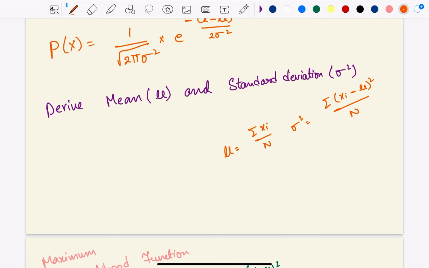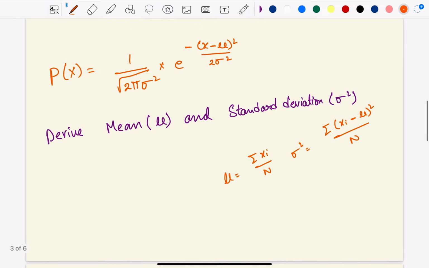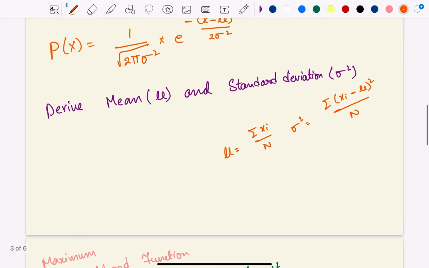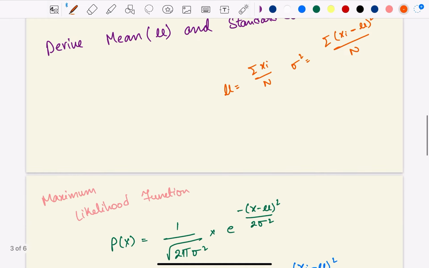At max, I'll try to stop with the mean, because I think it will become too much, but I'll try my level best to cover it. I'll at least tell you how to do standard deviation as well.